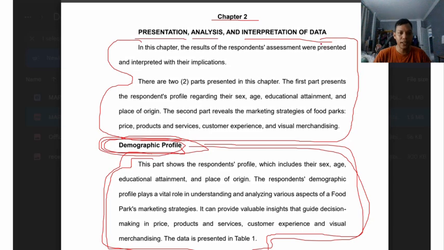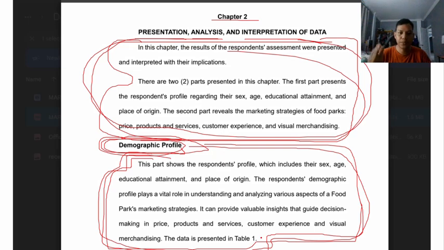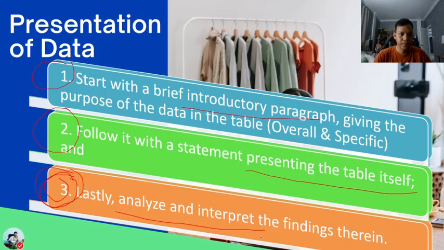So the brief introductory here is for the overall chapter 2, and this one is for the specific. Again, this one is the overall. Now let's proceed. I will just review here: first start with a brief introductory with the overall and the specific. So we are done with part 1.